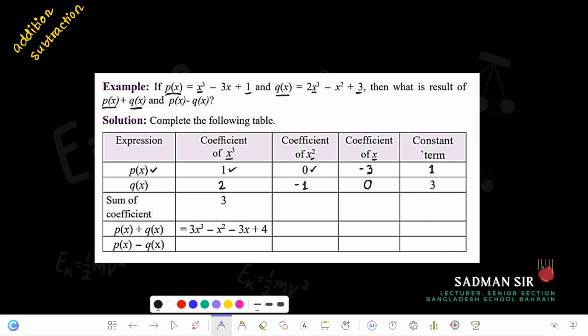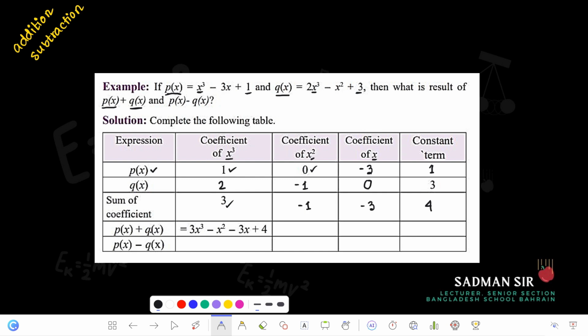Now the sum of the coefficients, so we have to add these two. 1 plus 2, 3, it is already done. And 0 and -1 together they will give us -1. And then -3 and 0, it is -3. 3 plus 1, it is 4. Okay, we are adding now.